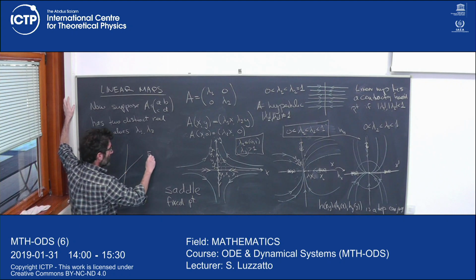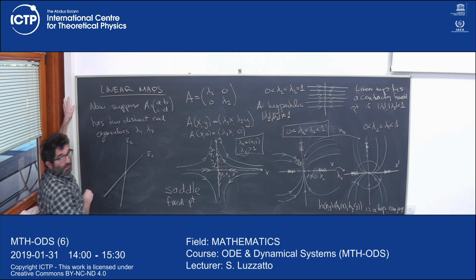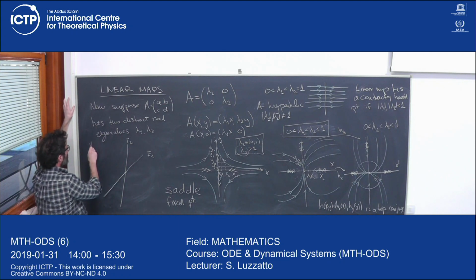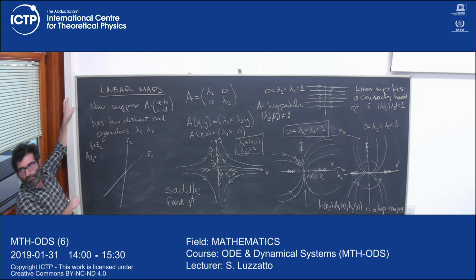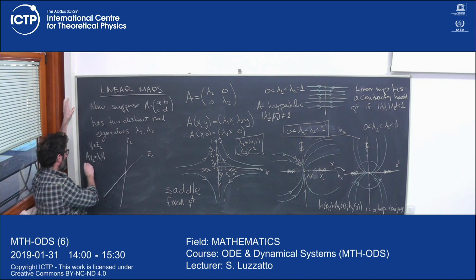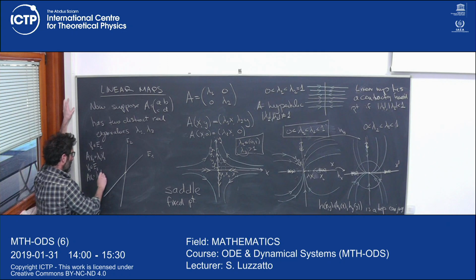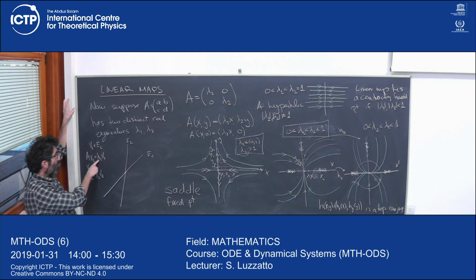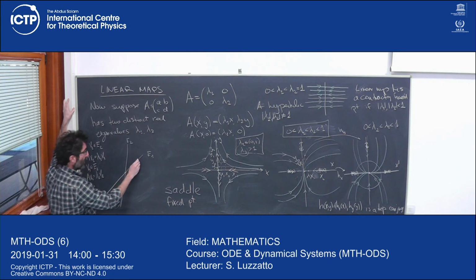So this is the eigenspace E1, and this is the eigenspace E2. If you take a vector V1 in E1, then what is AV1? Lambda 1 V1, exactly. And if you take a vector V2 in E2, then AV2 is equal to lambda 2 V2. So where does the vector lambda 1 V1 lie? V1 lies in E1, right?